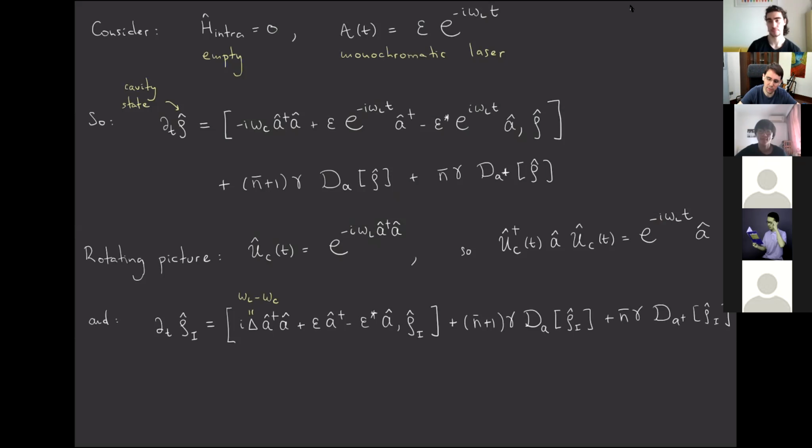So the nice thing now is that we end up with a master equation that is just similar to the original one, but now we don't have any time dependence. Now everything is time independent, and now we know that the steady state, the asymptotic state that we will find for long times, will be independent of time. And this is why we do these things.